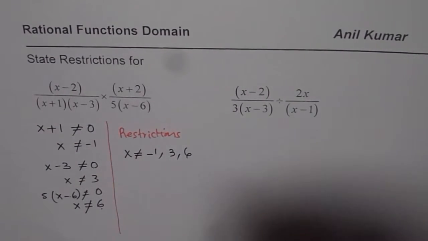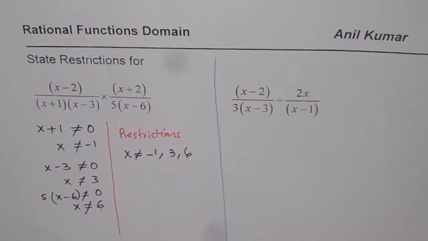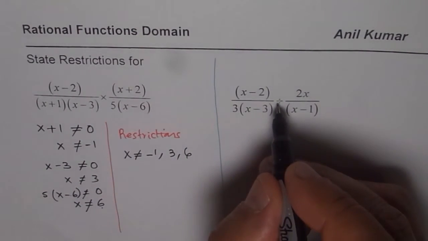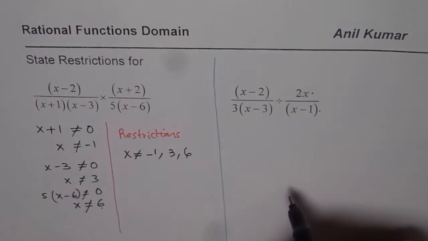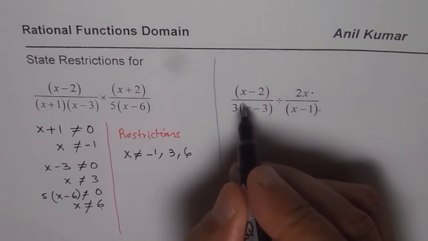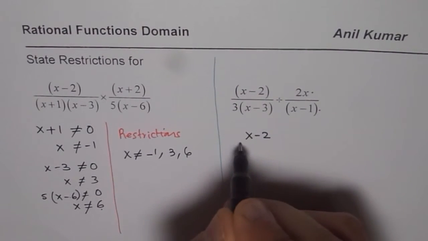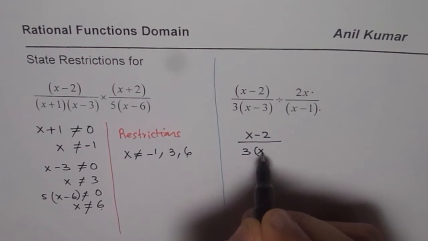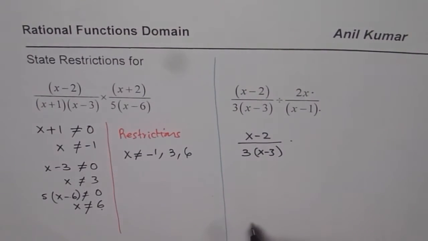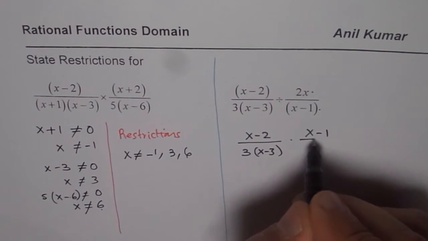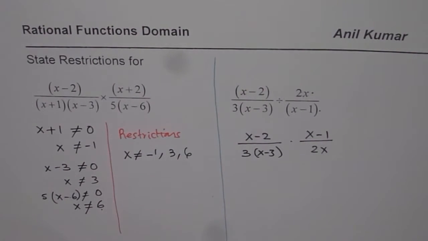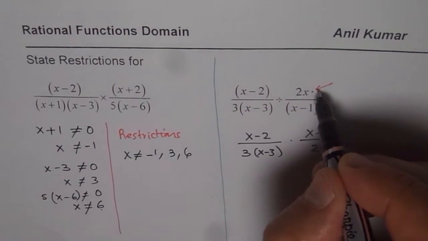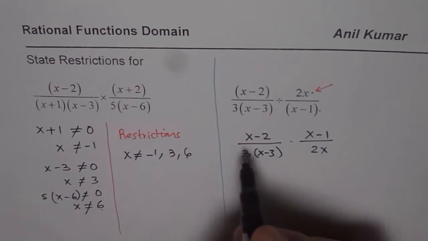Now you can do the same thing with the next question. Now let's do it. There's one difference, that is it has division. So when it has division, we have to consider both numerator and denominator of the divisor. The reason is like this. You could write this statement as x minus 2 over 3 times x minus 3 and write it as a product of x minus 1 over 2x. Do you see 2x coming in denominator? So that leads to restrictions on 2x also. So let's find all the restrictions.